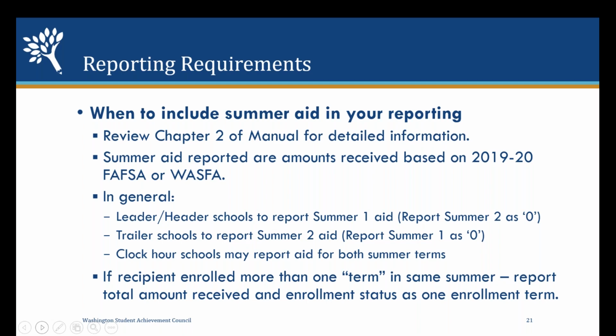In general, your leader header schools report summer 1 aid, and they would report summer 2 as 0. Trailer schools would report summer 2 aid and then show summer 1 as 0. And clock hour schools may report aid for both summer terms. If a student is enrolled in more than 1 term in the same summer, so you have mini sessions, you would combine those and report the total amount the student received and the enrollment status as 1 enrollment term.